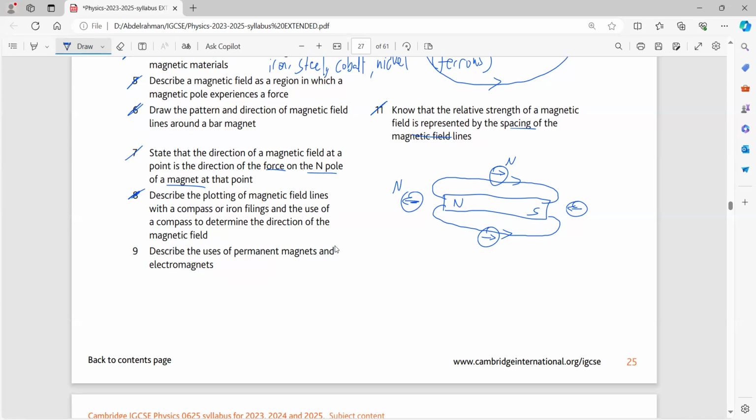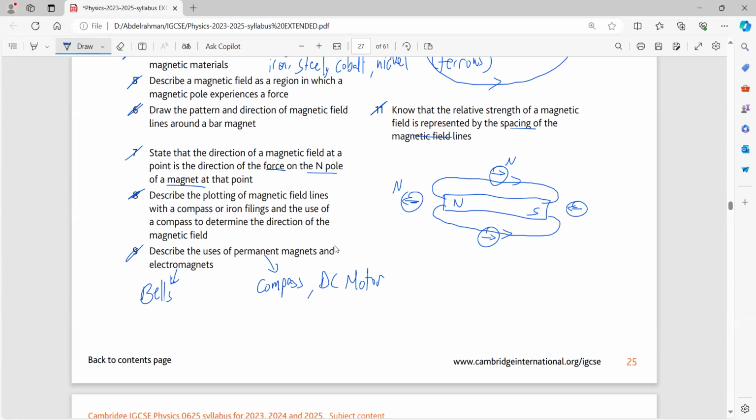Describe the uses of permanent magnets and electromagnets. A permanent magnet could be used as a compass. We can also use a permanent magnet, for example, in a DC motor. Electromagnets can be used in bells, like the electric bells in schools. These use electromagnets.